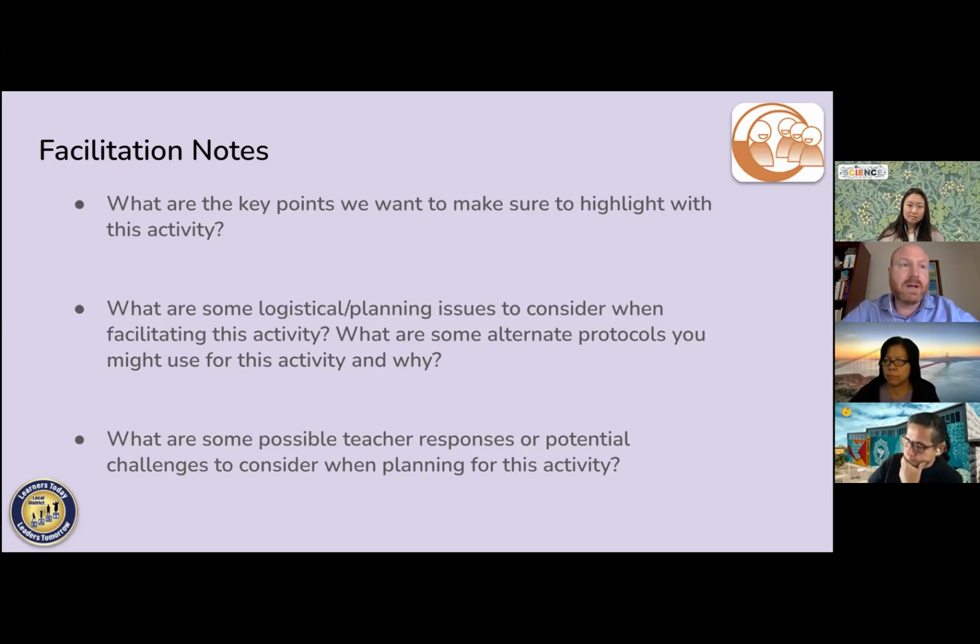So we're going to give you an opportunity to go into breakouts now, where you're going to think about what are the key points we want to make sure to highlight in this activity when we do this with our learners back in our departments. What are some logistical and planning issues to consider when facilitating this activity? What are some alternate protocols you might use for this activity and why? What are some possible teacher responses or potential challenges to consider when planning this activity?